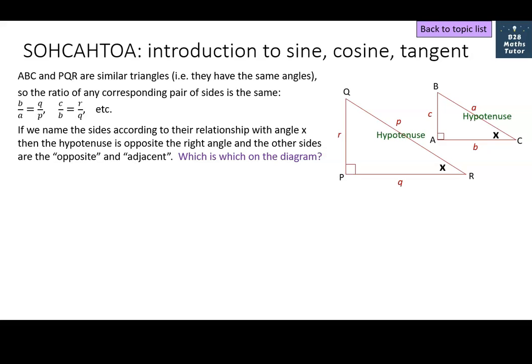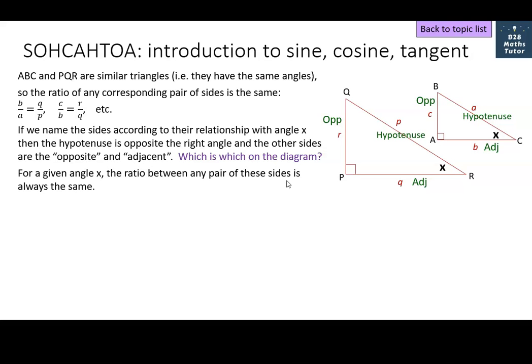So these two are the hypotenuses, opposite the right angle in each case. And then the opposite is opposite the angle, and the adjacent is the other side, the one that's next to the angle. Now, for a given angle X, the ratio between any pair of these sides is always the same. So as long as this angle stays the same, the ratio of Q to P is going to be the same as the ratio of B to A, and so on.